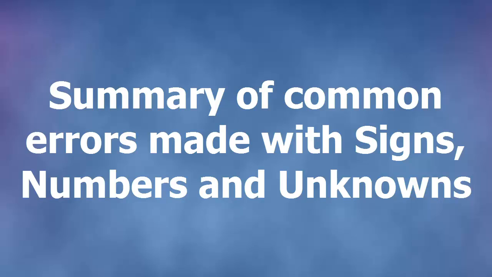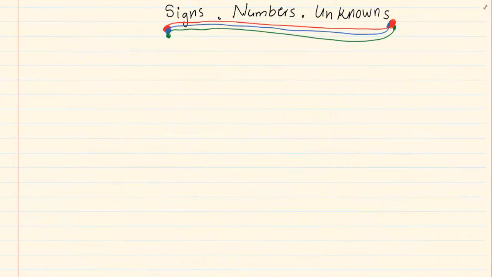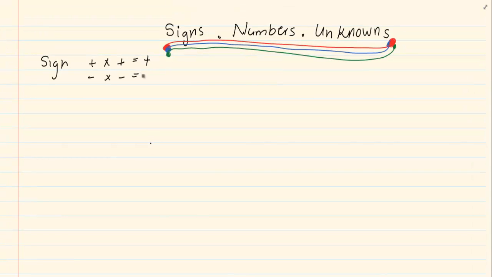Today we're going to do a summary of the common errors we have discussed in previous videos. Now, signs, numbers and unknowns are your basic common errors put into one. When we're talking of signs, it could refer to the concept of plus times plus is equal to plus, minus times minus is equal to plus, plus times minus is equal to minus, minus times plus is equal to plus. It could also refer to when we are adding or subtracting.